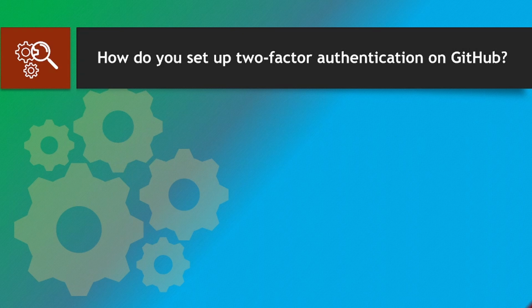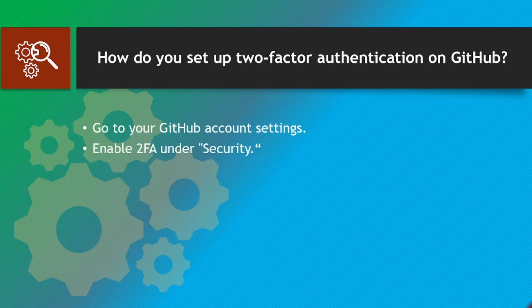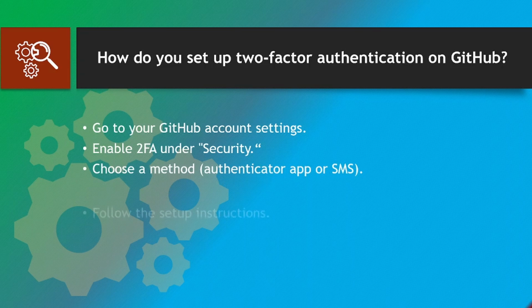Next one, how do you set up two-factor authentication on GitHub? Go to your GitHub account settings, enable 2FA under security, choose a method, authenticator app or SMS, and follow the setup instructions.